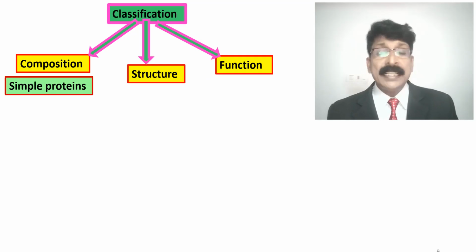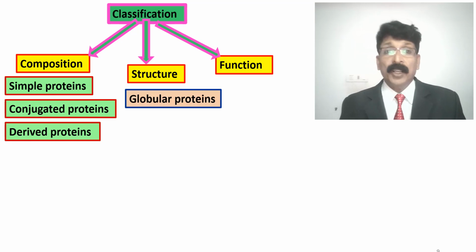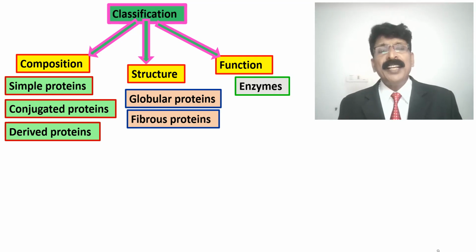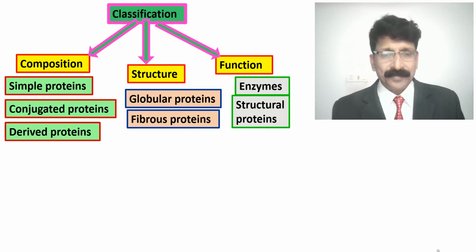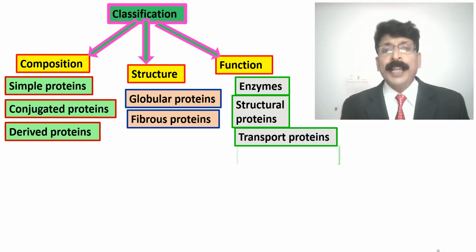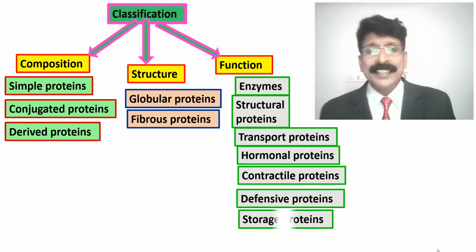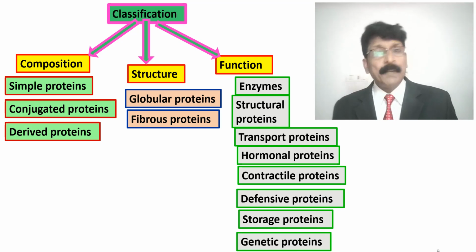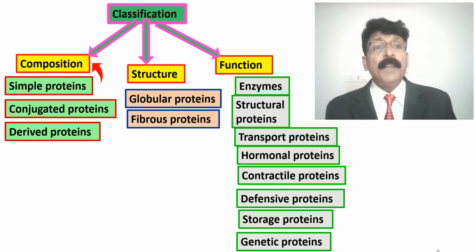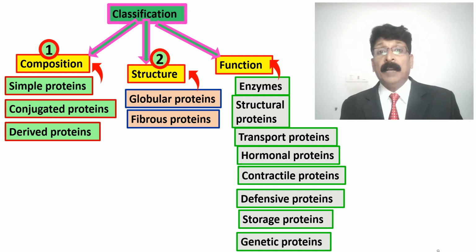By composition: simple protein, conjugated protein, derived protein. By structure: globular proteins, fibrous proteins. By function: enzymes, structural proteins, transport proteins, hormonal proteins, contractile proteins, defensive proteins, storage proteins, and genetic proteins. So by function, this many classifications can be given for proteins. We should remember: number one by composition, number two by structure, number three by function.